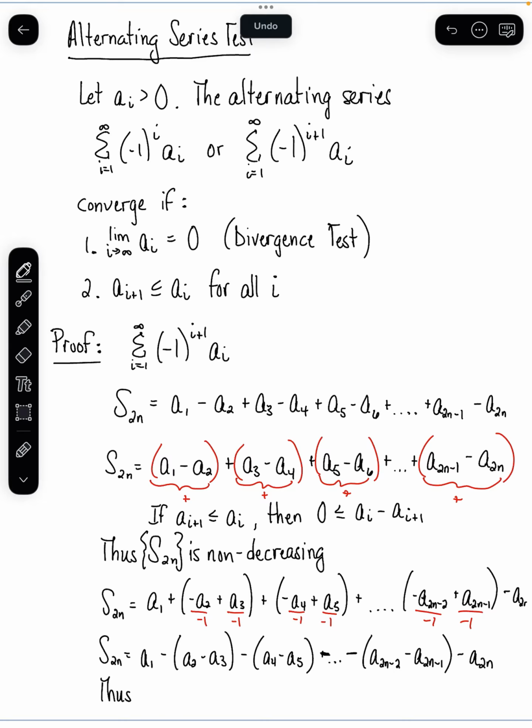Actually, that should not be the sequence. We should say that s sub 2n is less than or equal to a sub 1 for all n. No matter how far out we go in the series, we will only be subtracting things from a sub 1. What we have then is that the sequence of partial sums is bounded above.